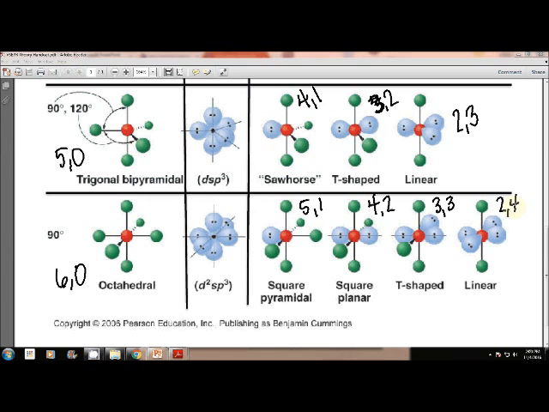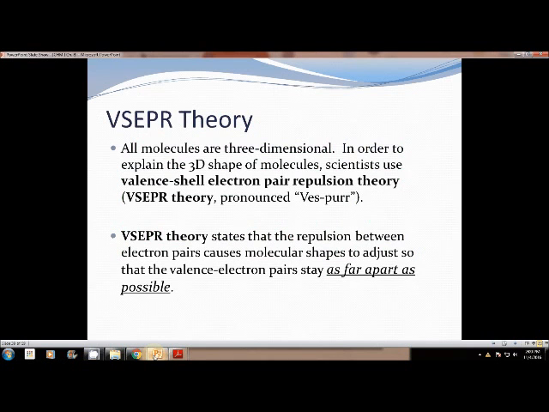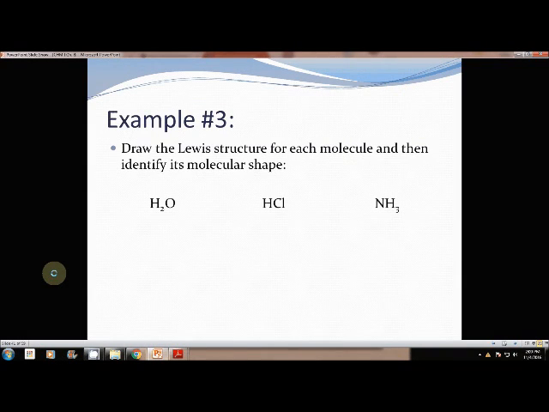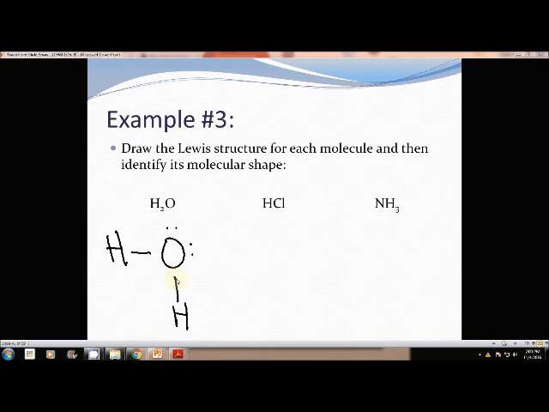Okay, so let's try it. The first one we have is water, H2O. What's our central atom going to be? The oxygen. How many dots are on oxygen? 6. Okay, and then we have 2 hydrogens to connect, so go ahead and connect those 2 hydrogens somewhere. Make sure that you connect them at their own dot, not at the same dot. Okay, is there anything that needs to be added to that Lewis structure?